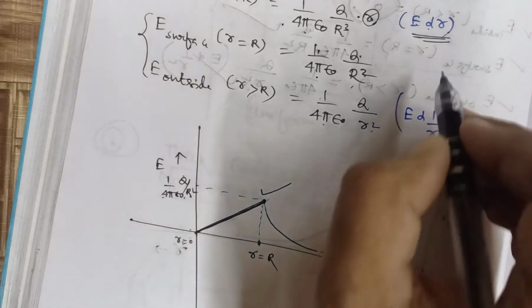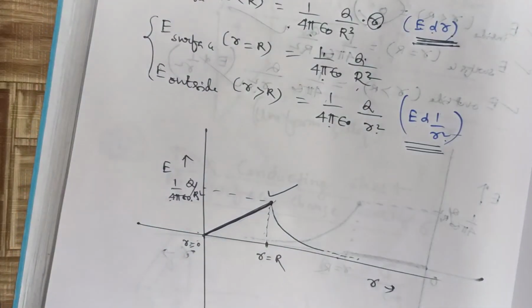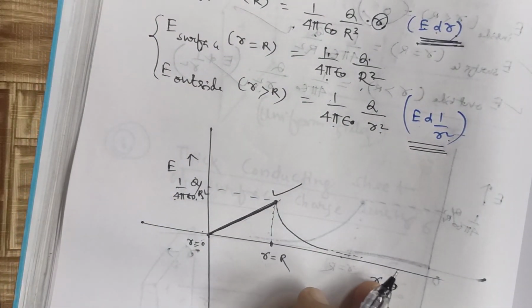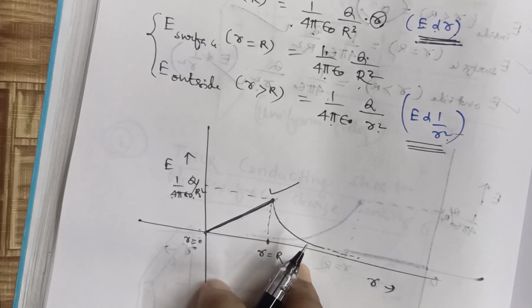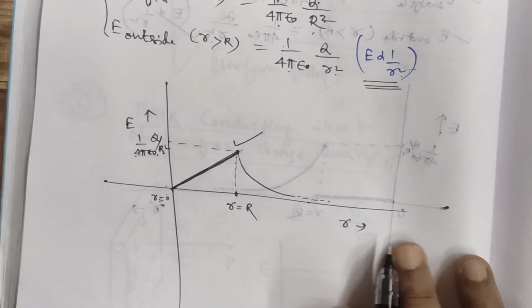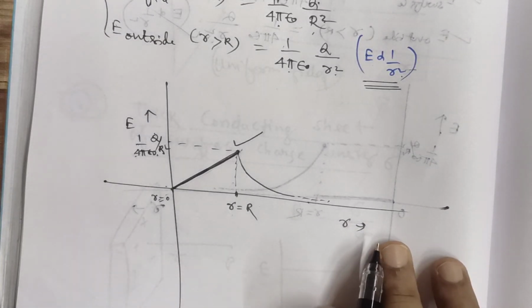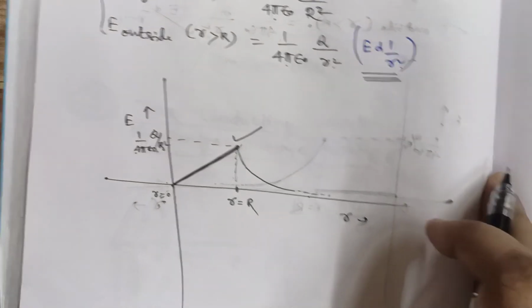This is due to the dependence of E proportional to r inside and E proportional to 1 by r square outside. So all these graphs and all these formulas you should keep in your memory, and also the derivation of how, using Gauss theorem, we calculate the electric field intensity due to an infinite plane sheet, thick sheet and infinite straight line. These are the formulas you have to remember, and also you have to practice all these derivations.